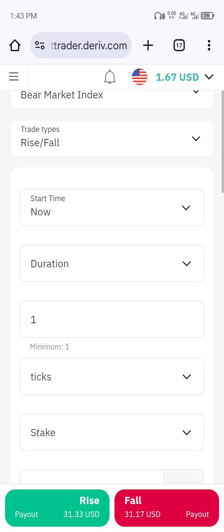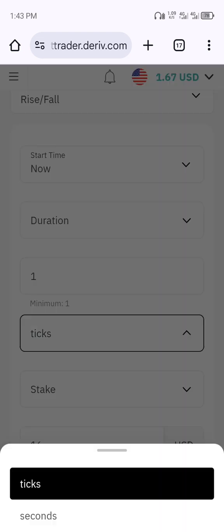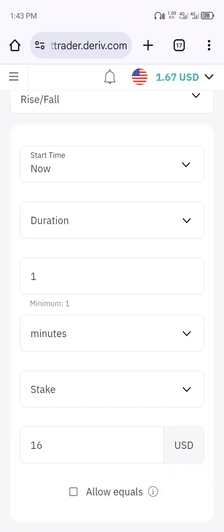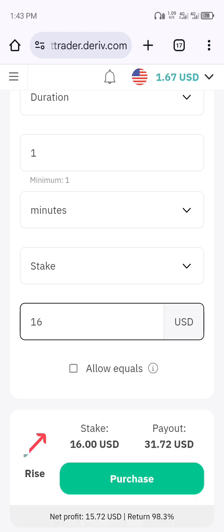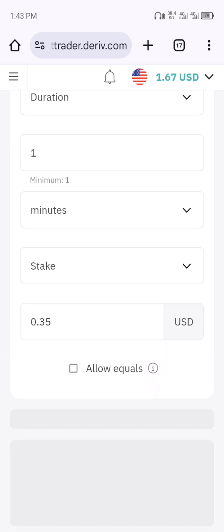I will check if my settings are in place. Trade type is rise and fall, start time is now, and duration is 1 minute. I changed the ticks to 1 minute. We'll be starting from the least amount that can be traded on this platform, which is 35 cents. It's a very flexible trading platform.